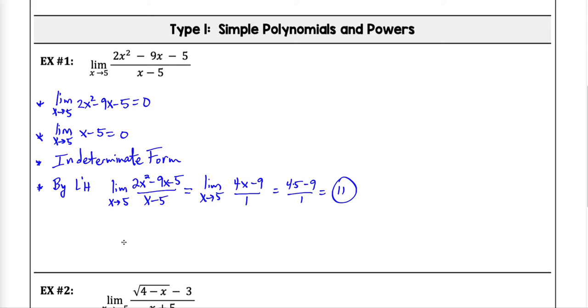Go ahead and ask anything you may want to ask. Yeah, how did you get 45 minus 9? Is it 21? 4 times 5. On my computer you can see it's easy, but it's showing up blurred here. I plugged 5 in place of x, so 20 minus 9. There we go. I'll put parentheses. That should show up better.